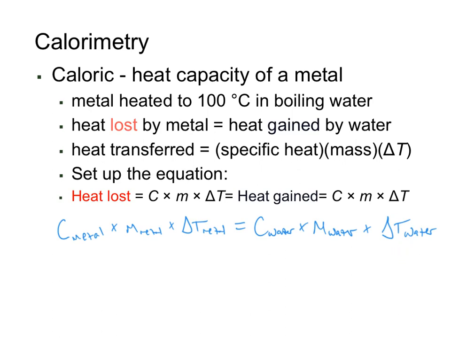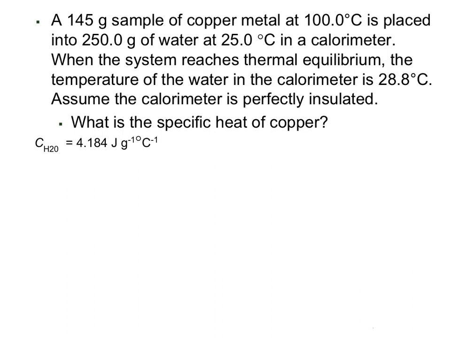So let's look at an example. Here we have a 145 gram sample of copper. We boiled it in water for a while, so it's at 100 degrees Celsius, and we place that into 250 grams of water, which is at 25 degrees C. We let the temperature reach an equilibrium, and at that point the temperature of our water is at 28.8 degrees Celsius, and we want to calculate the specific heat of the copper.